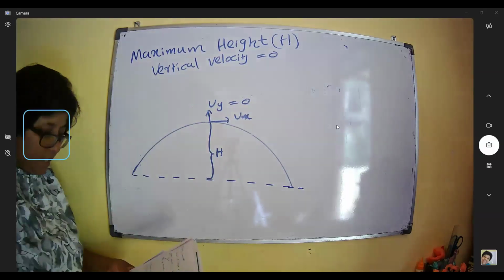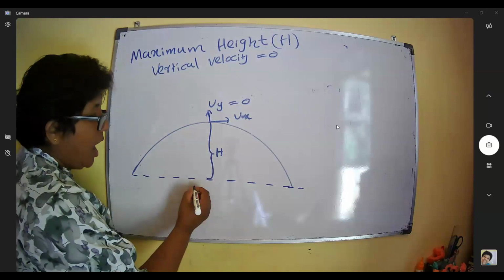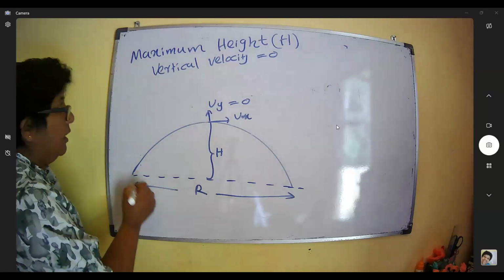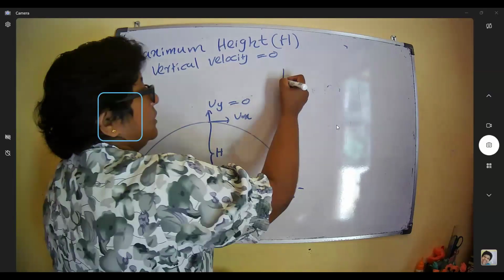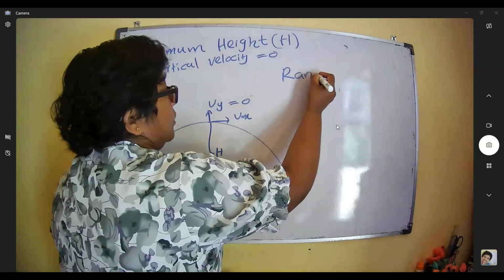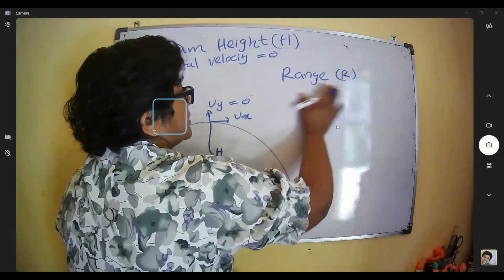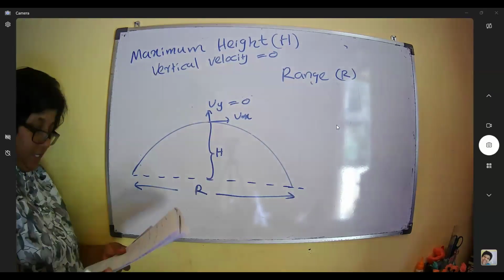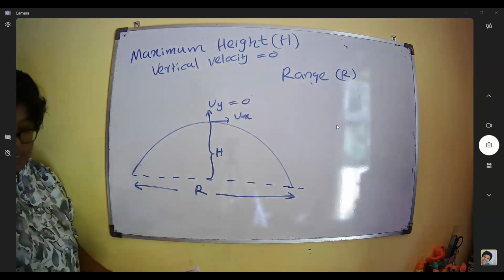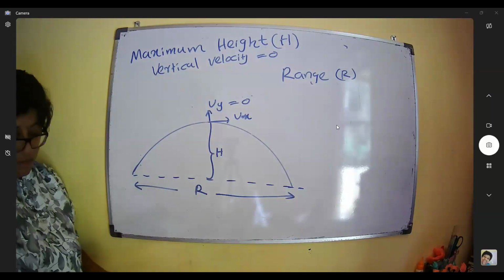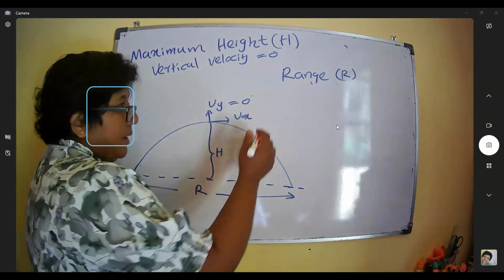Right? Then the other word is range, R. The other one is range, or horizontal displacement, range R. It is the horizontal distance traveled by the projectile before it hits the ground, right? The horizontal distance traveled by the object.